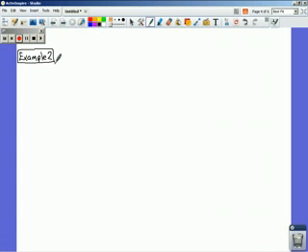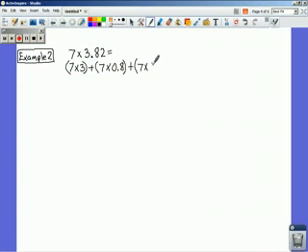In this example, we're going to multiply 7 times 3 and 82 hundredths. Again, we've got to distribute the 7 across each of the other numbers. So we'll say 7 times 3 plus 7 times 0 and 8/10 plus 7 times 0 and 2 hundredths.